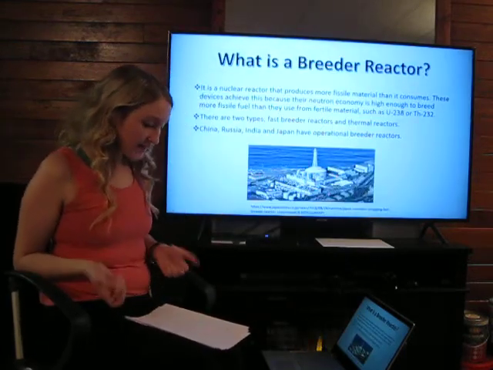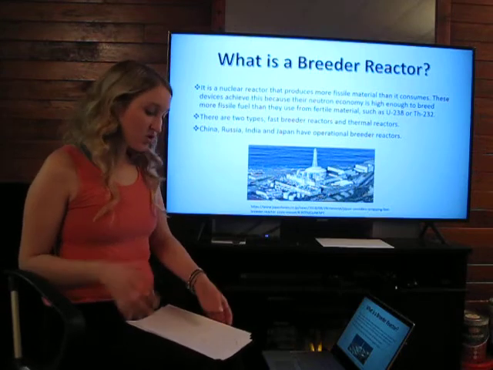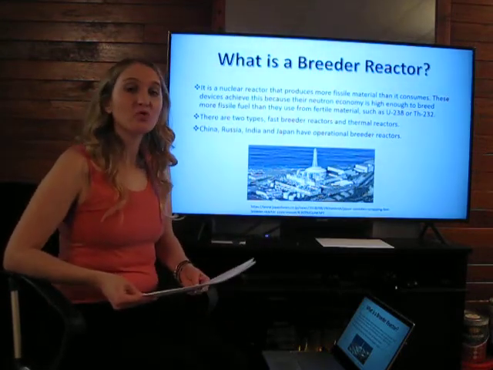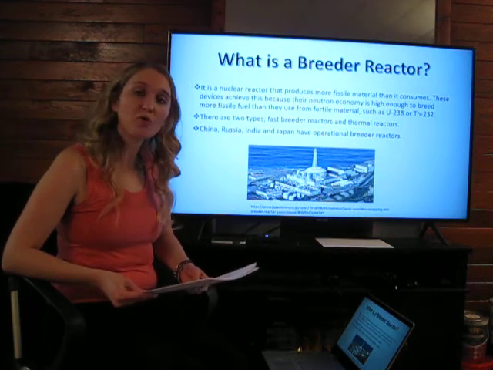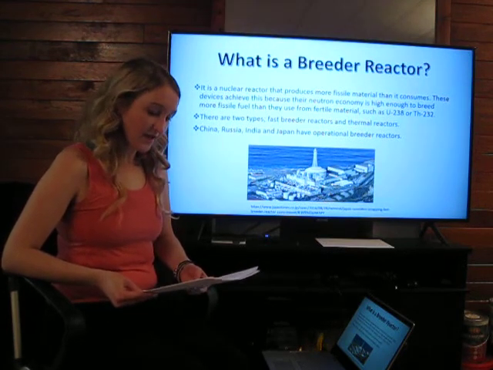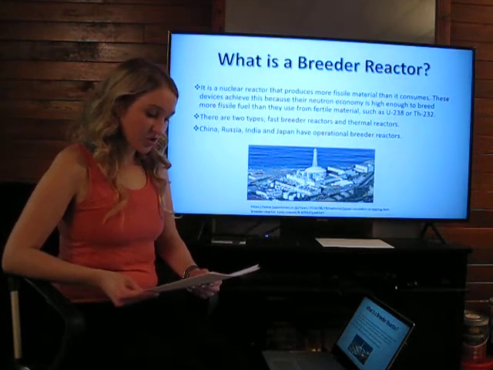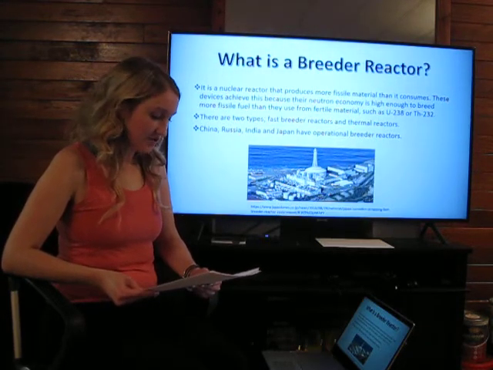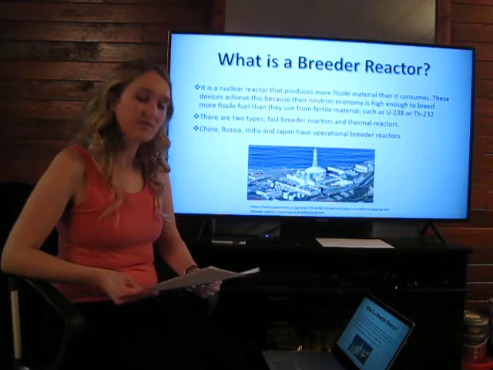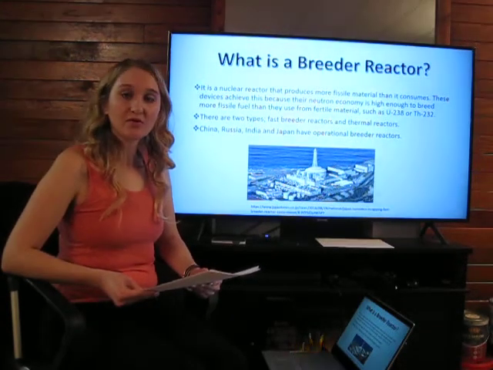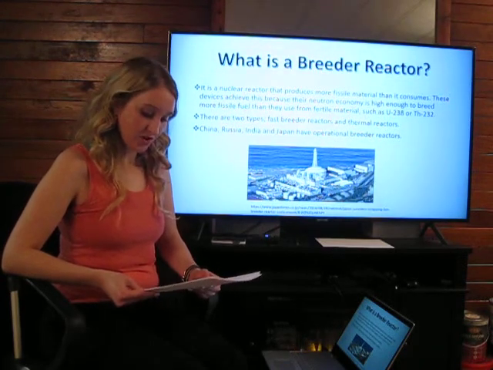So what is a breeder reactor? This is a specific type of reactor. A breeder reactor is a nuclear reactor that produces more fissile material than it consumes. These devices achieve this because their neutron economy is high enough to breed more fissile fuel than they use from fertile material, such as uranium-238 and thorium-232.